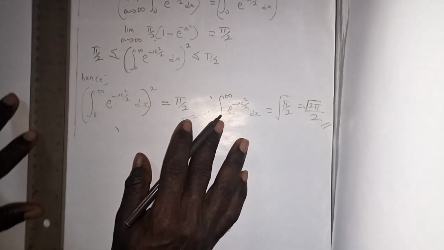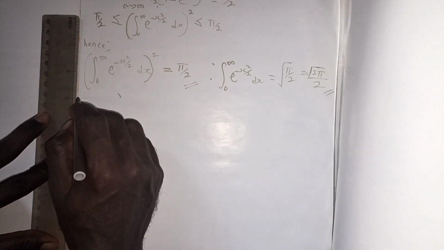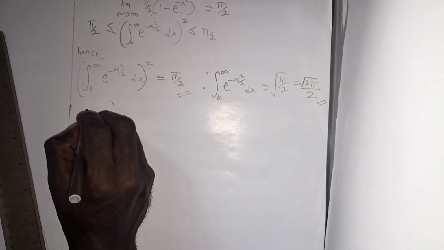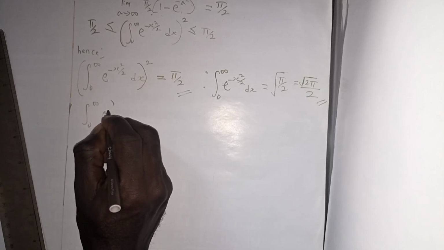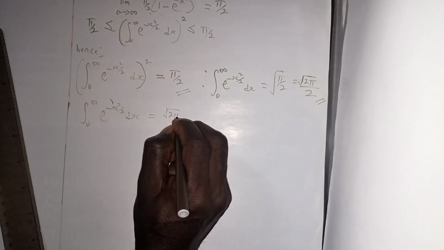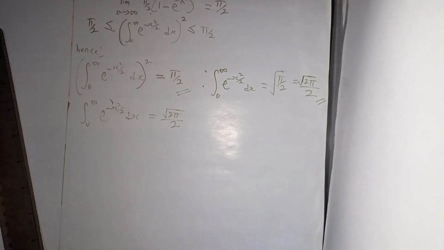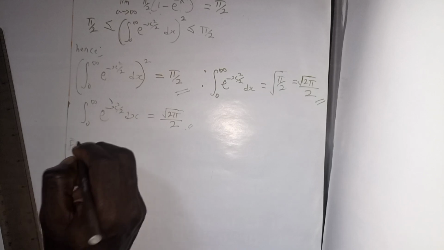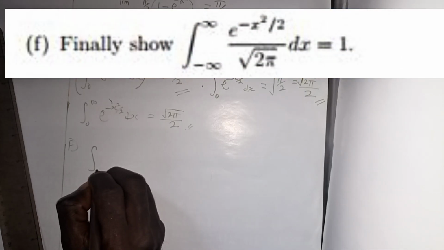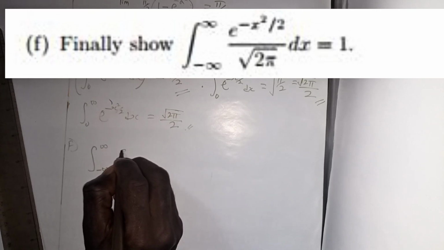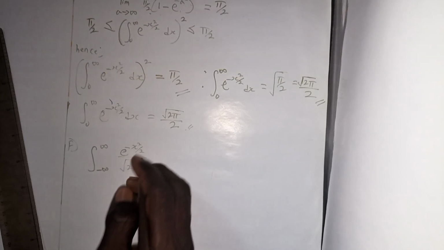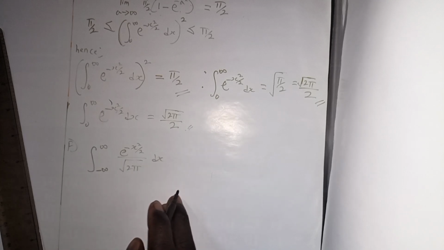So now to the last one, which is our F. Our F now, we are asked to find this integral from minus infinity to infinity of e to the negative x square over 2 divided by root 2 pi, dx. So to solve this, we are going to be straightforward here.